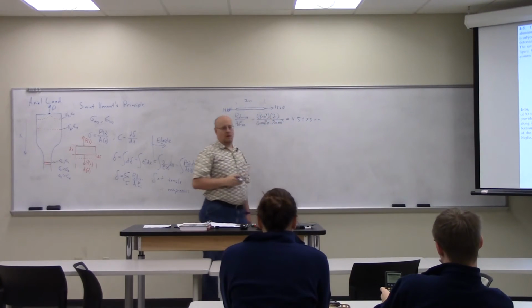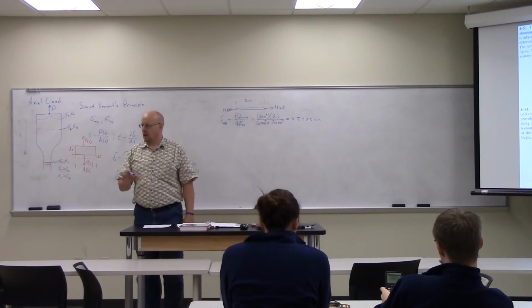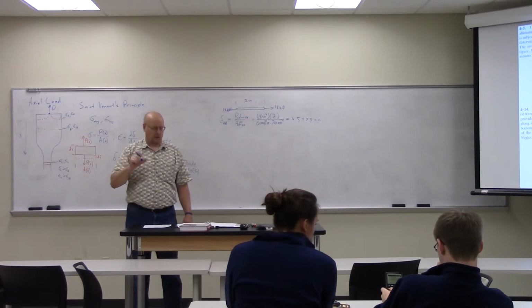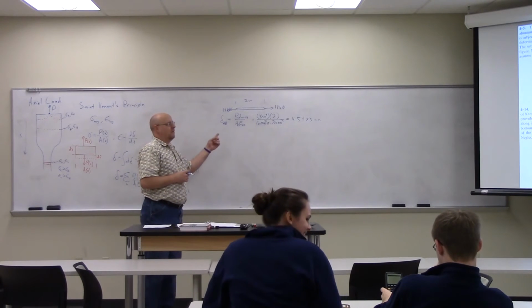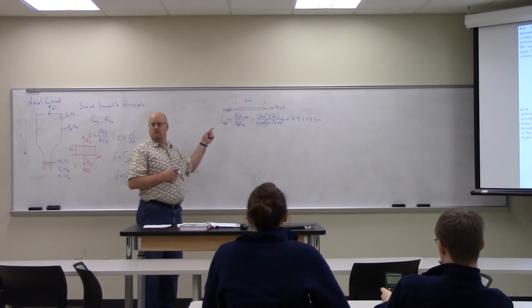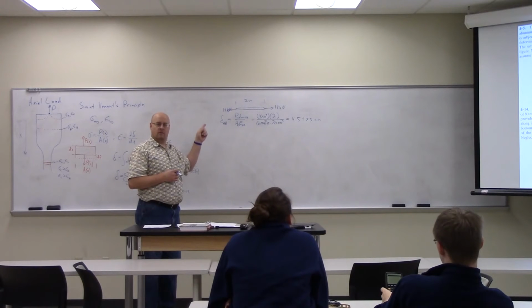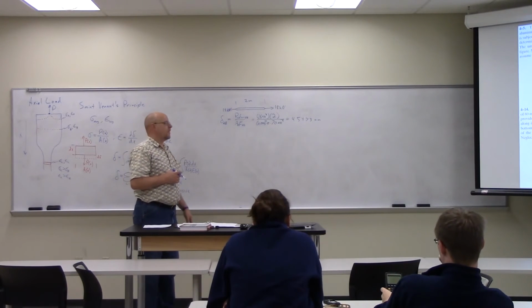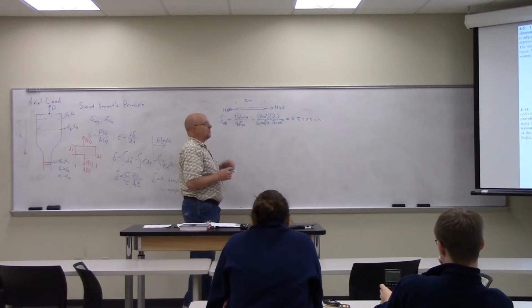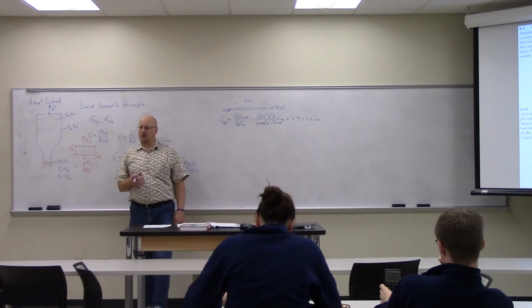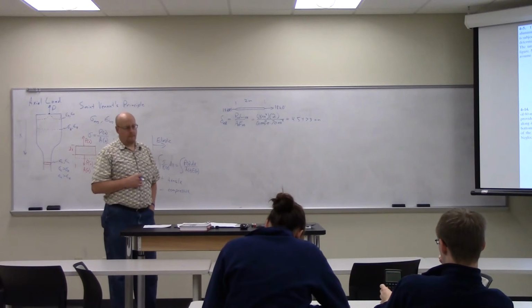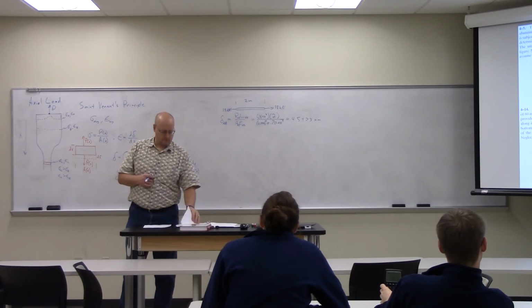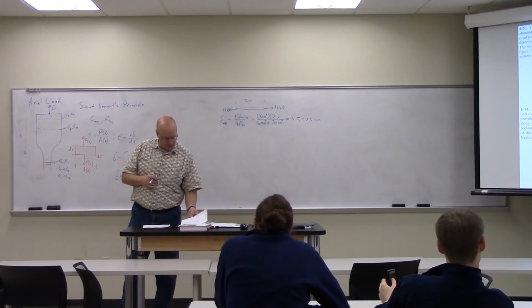Times 10 to the 3 or millimeters. Now we're good? Okay. Is it positive or negative? Positive. That tells me the change in AB. Is that the total change? No, that's just the change in AB. You've got to find the change in BC now. Right, gotta find the change in BC as well.